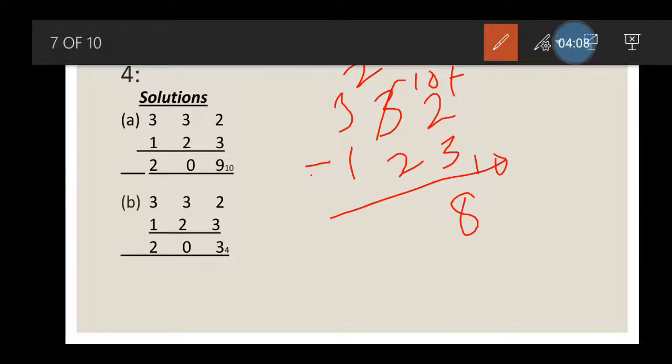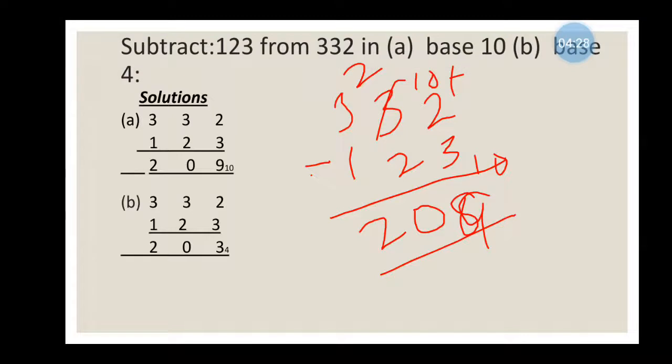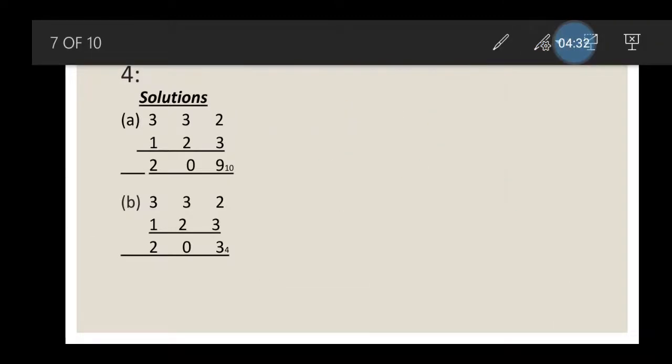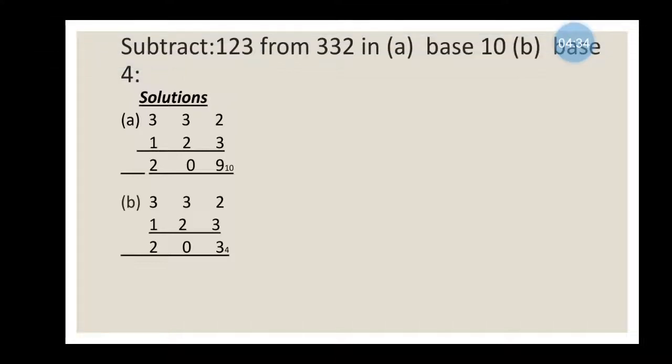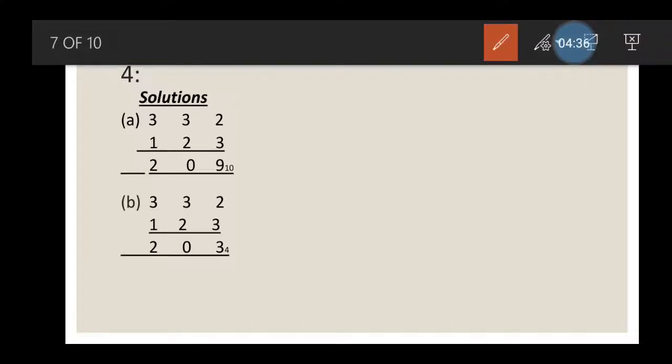Then 2 minus 2 is 0. Then 3 minus 1 is 2, which is less than 10. So we have 2 here. Okay, sorry, this is 12. 12 minus 3 is 9, not 8. I'm sorry for that. It is 9, not 8.